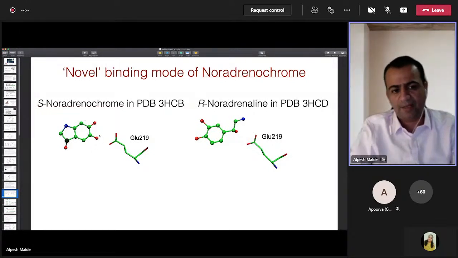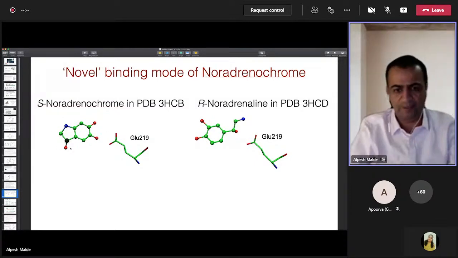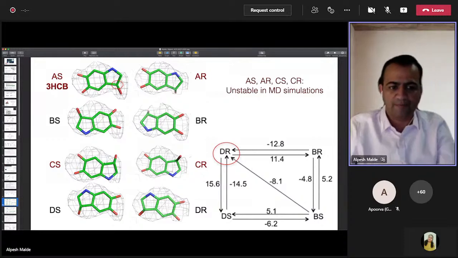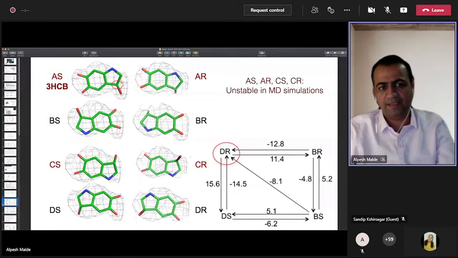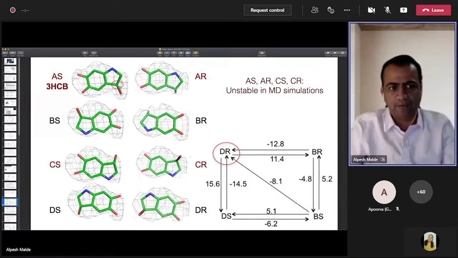So we went back and looked at the electron density in the binding pocket for this protein. And what we see here is that there are 4 possible ways we can put that molecule in the binding pocket, for the R isomer and for the S stereoisomer. So we have 8 possible ways this ligand could be placed in the binding pocket. Only one was published in the literature.